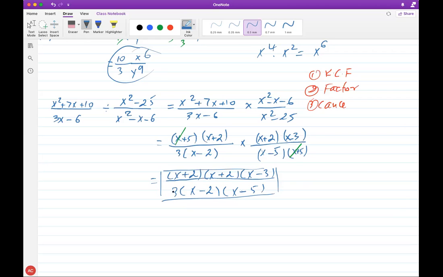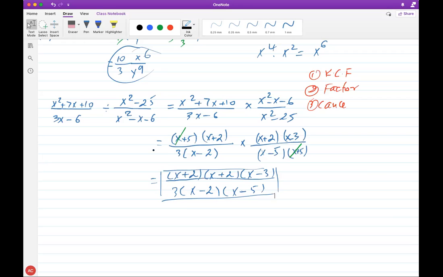And again, no need to really distribute and multiply. It's better left like this. It can be used for other things. If you have another question based on this, you may need to, I don't know, add or solve or subtract, do some other stuff. Always leave your stuff like this, factored. It's the best form. Okay, any questions about this problem?